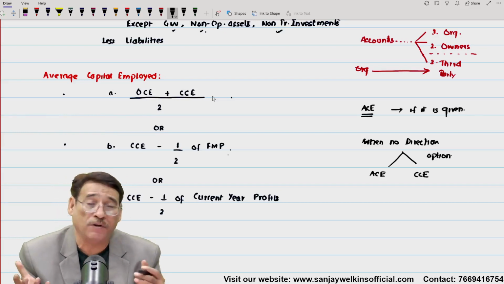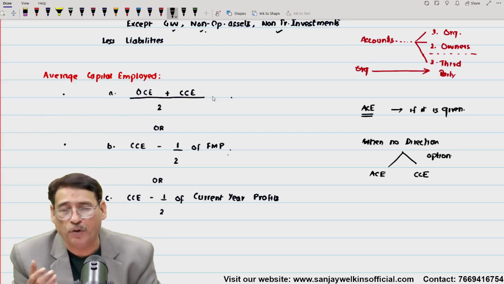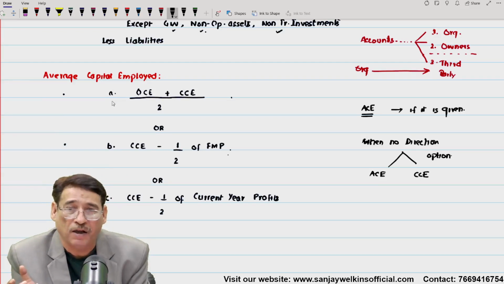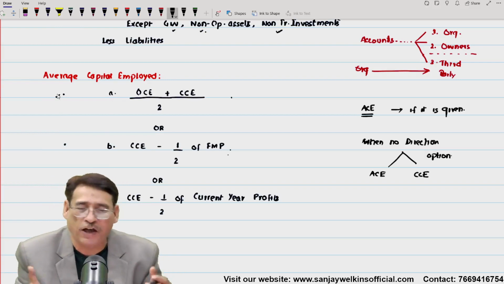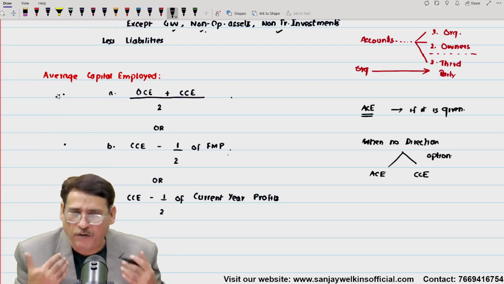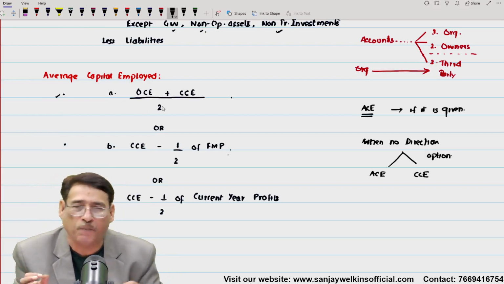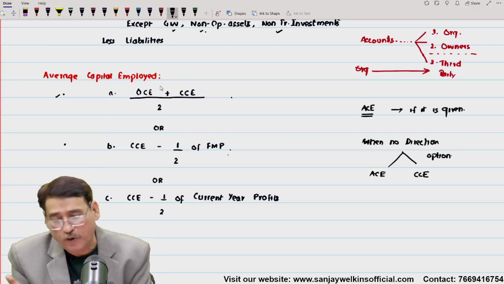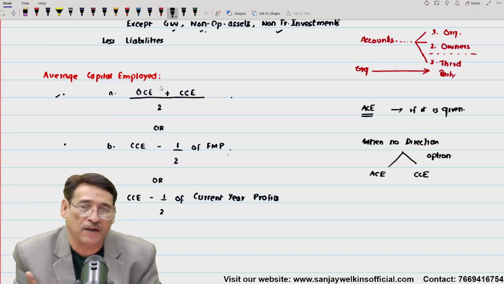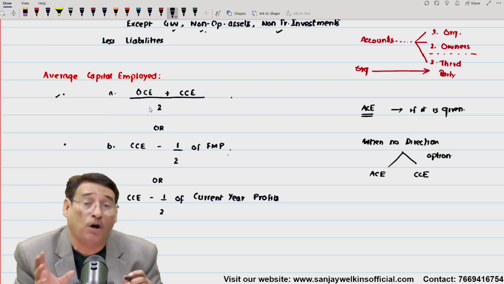So because it is not possible most of the time to use this method. To be very honest, we would never be in a position to use this method, because generally in the question we are given the balance sheet only of the current year. Correct? So we cannot compute the opening capital employed. That is the reason we cannot use this method, although it is simple.